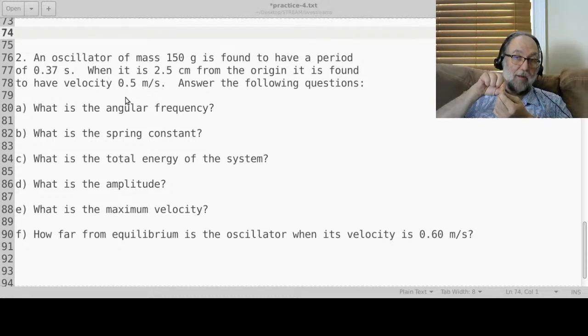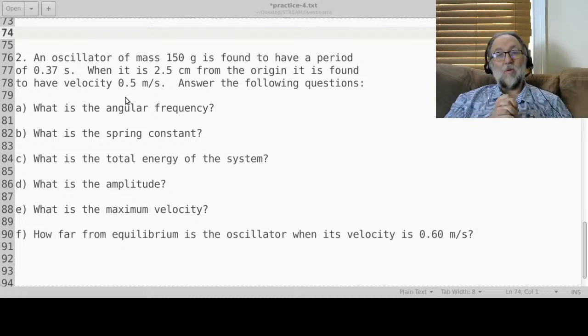Remember, like with projectile motion, when we threw something up and it came down, when it passed the same height, the velocity going up was the same as the velocity going down when it passes the same height. It's the same thing with an oscillator.